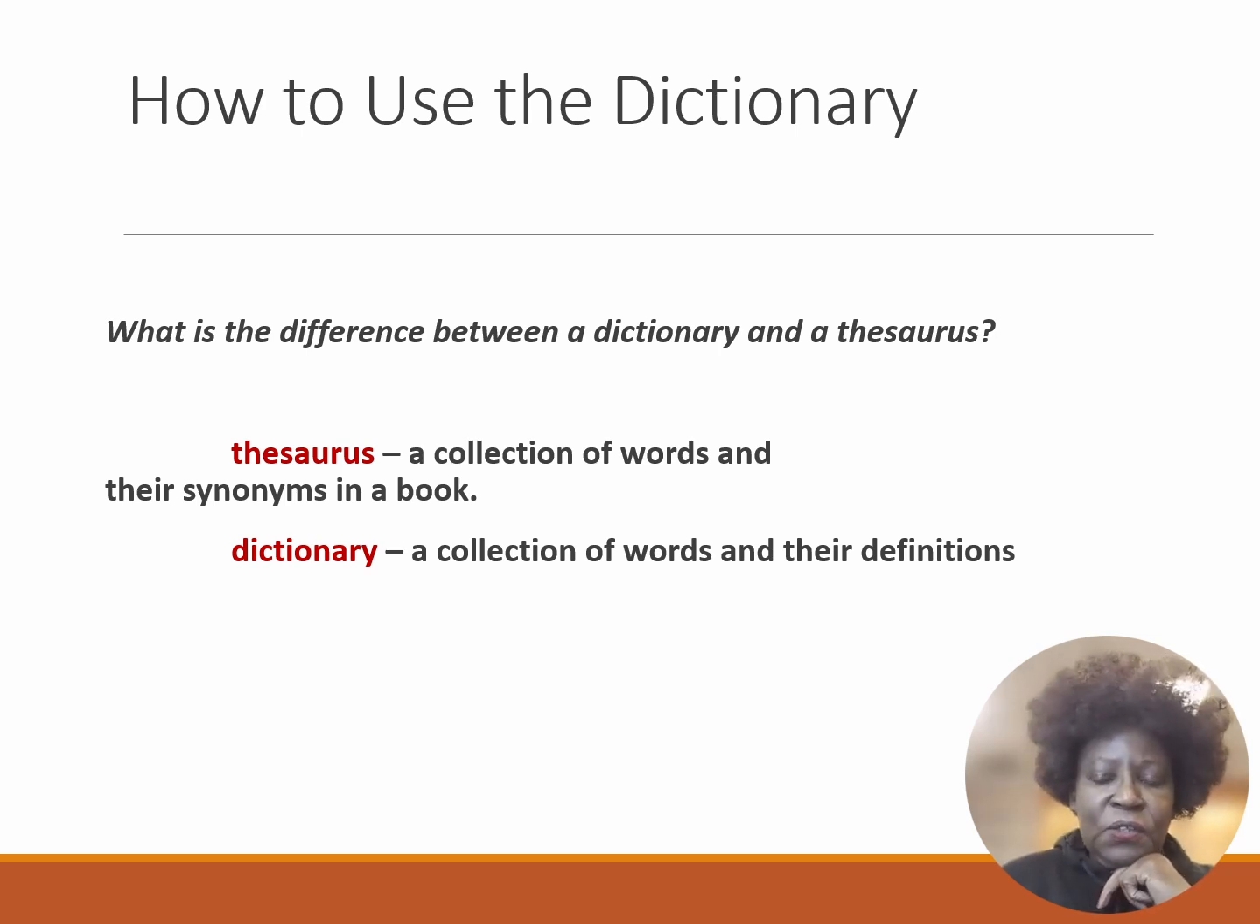So a thesaurus would come in handy if you're writing up a report and you don't want to use the same words over and over and over again. You would kind of want to freshen that up with different words, although you would be basically saying the same thing.